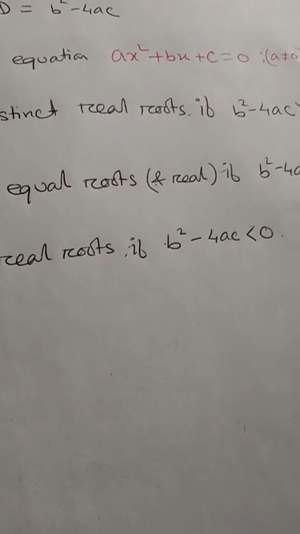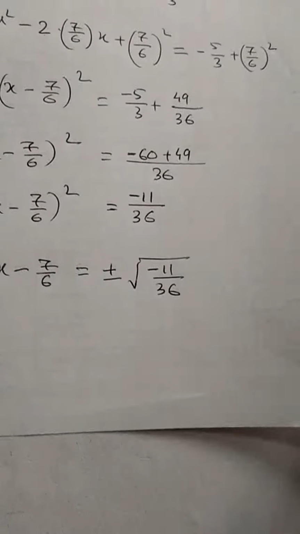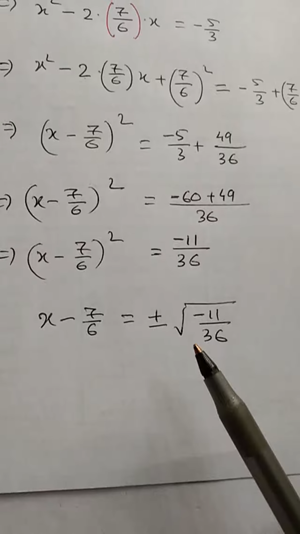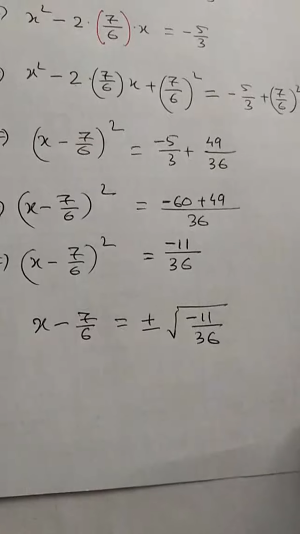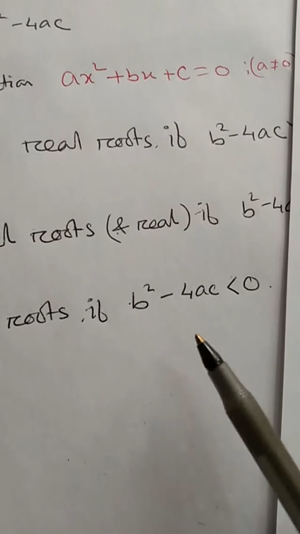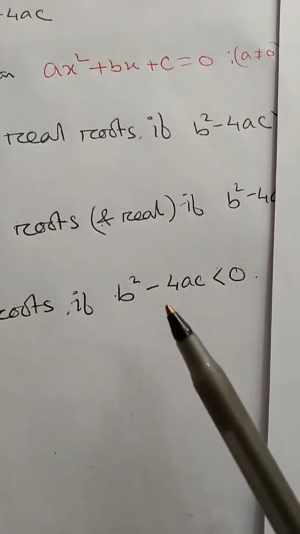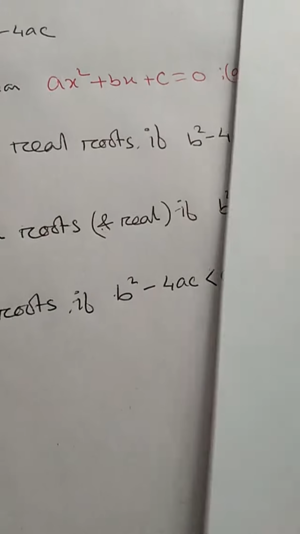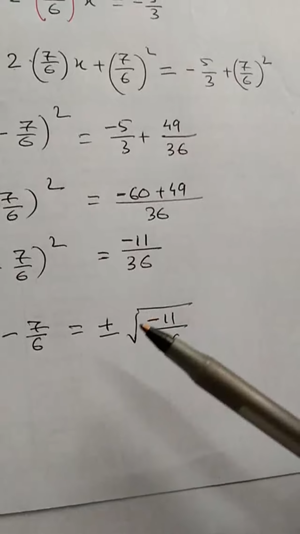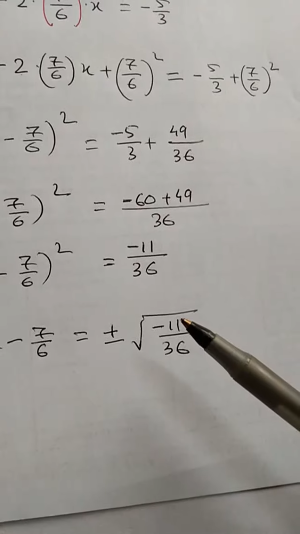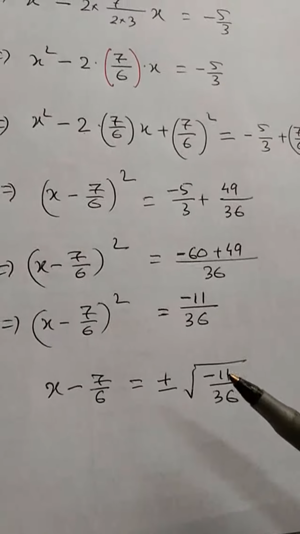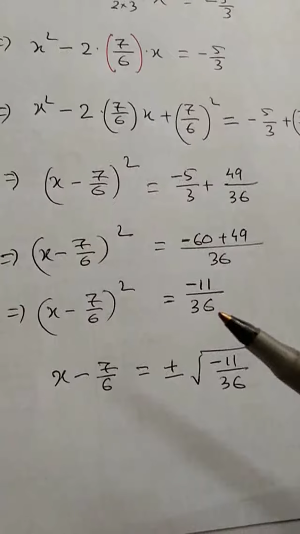Here we can see the example we have seen. This is negative, for which we cannot get a real value, and here we have this condition, b square minus 4ac less than 0. Actually, this b square minus 4ac comes inside the square root while simplifying this pattern. So depending upon that value we can tell about the nature of roots of this quadratic equation.